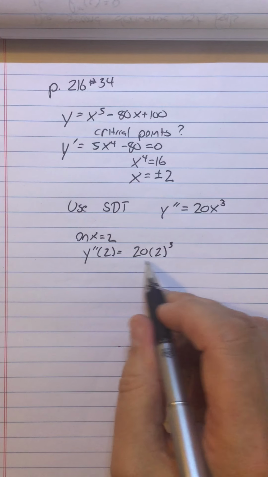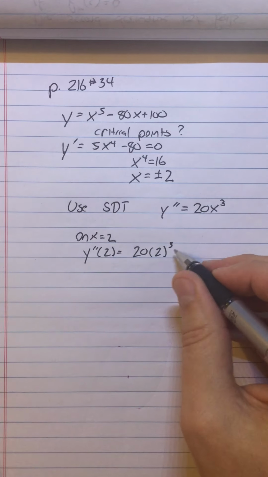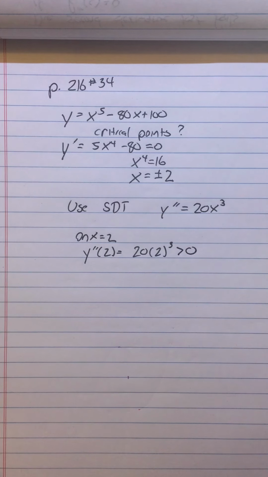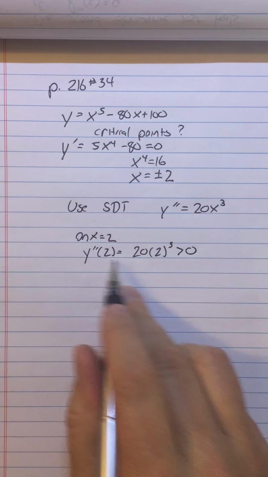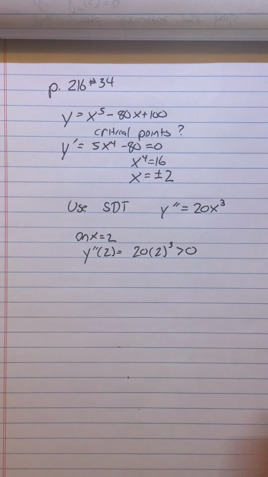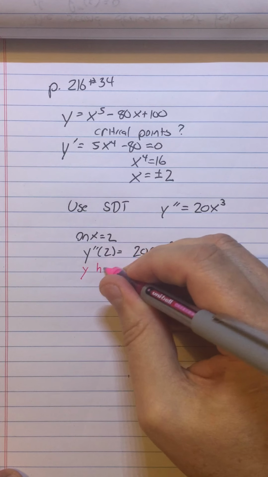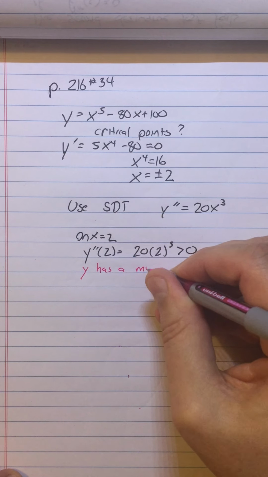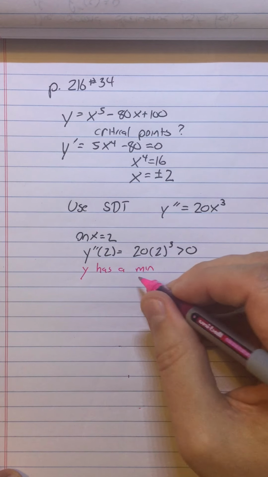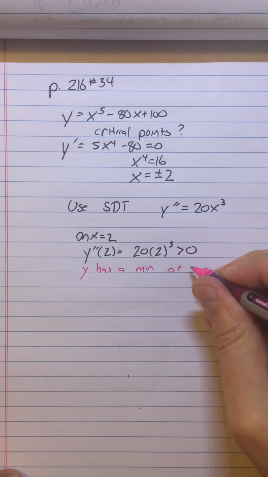Test-taking strategy: you do not need to know what this number is. You need to know whether this number is positive or negative. As soon as you have y double prime of 2 as positive, we already know that the function has a min there, so we can already state our conclusion from the second derivative test, which is that y has a min, because y double prime greater than 0 is a min, at 2.